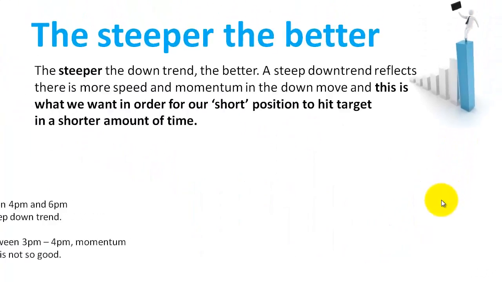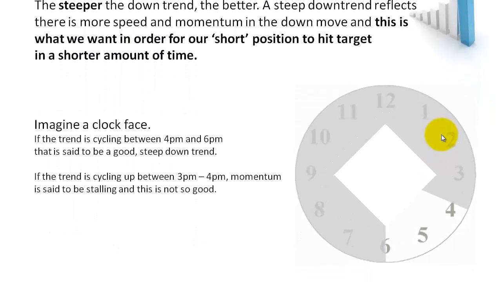But before that, we want to just talk about the steeper, just like in the upward trend. The downward trend is just the same. The steeper the gradient, the better it is, because it's reflective of the fact that there's speed and momentum in the market. So if cyclicity, the trend is basically between 4 and 6 p.m.